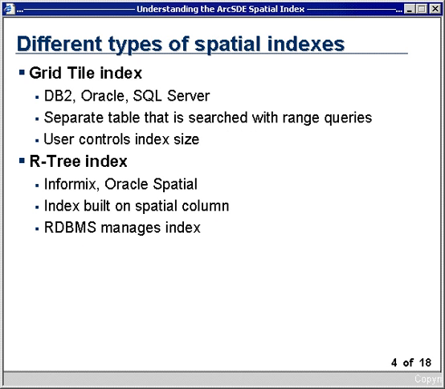Now, the same way that there are different types of regular column indexes, there are also different ways of constructing a spatial index. And ArcSDE makes use of two different types of spatial indexes. Now, these are really based on the type of RDBMS software that you are working with. What we're going to be looking at in this presentation specifically is what we call the grid tile index. And this is the kind of spatial index that's used by IBM's DB2 RDBMS, Oracle, and SQL Server. The other type of spatial index is used by Informix and Oracle Spatial, and it's called an R-tree index.